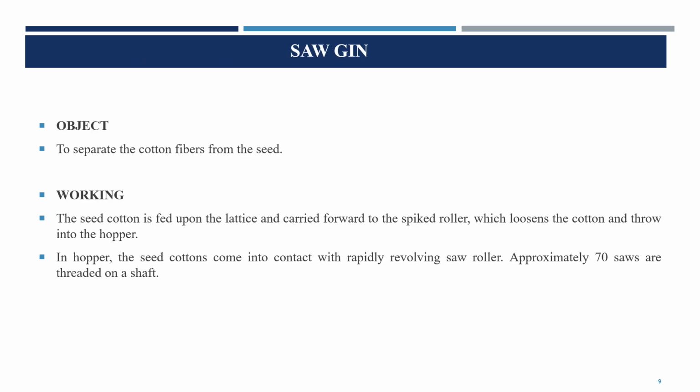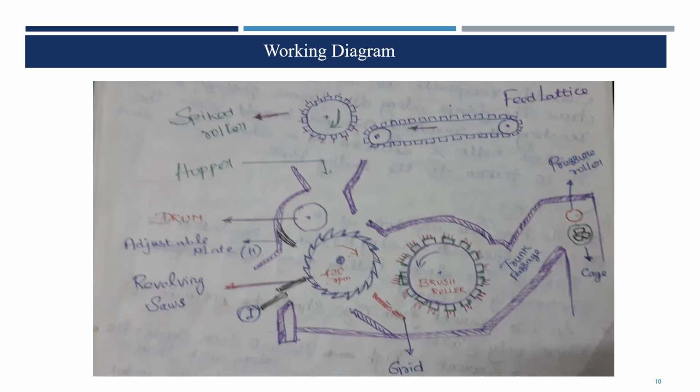Next we move into the working of the saw gin. The main purpose of the saw gin is also to separate the seed and the fiber. Here, in the working, the seed cotton is fed upon the lattice and carried forward to the spiked roller, which loosens the cotton and throws it into the hopper. In the hopper, the seed cotton comes into contact with the rapidly revolving saw roller. Approximately around 70 saws are threaded on a shaft.